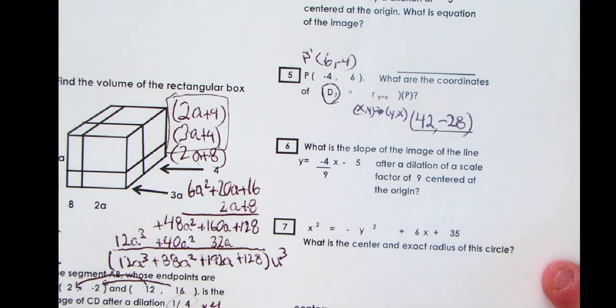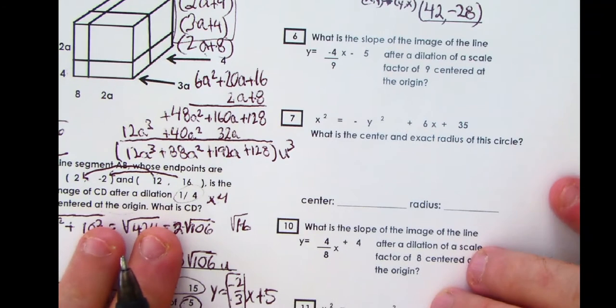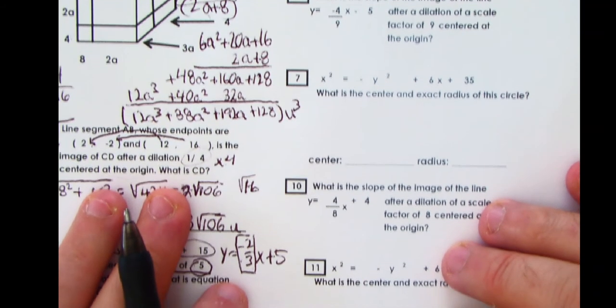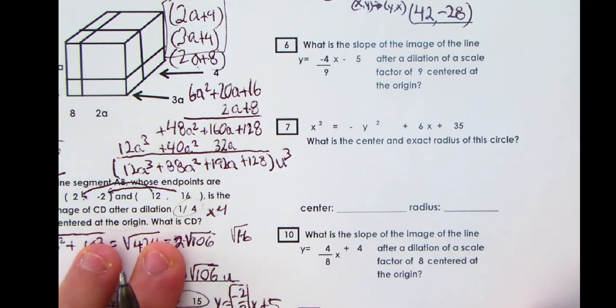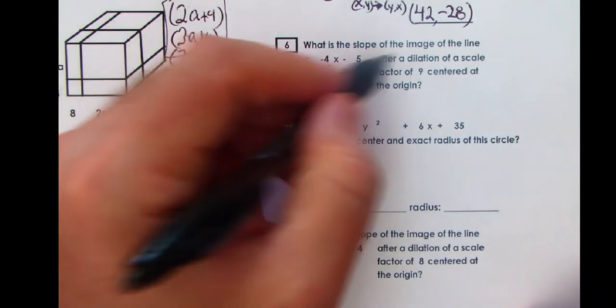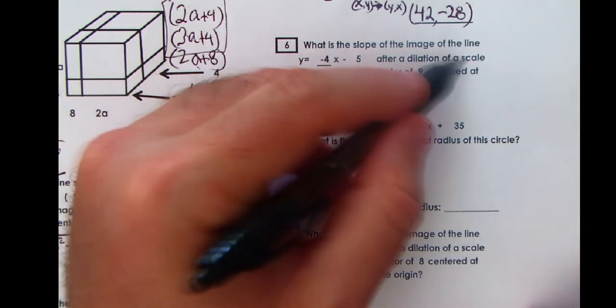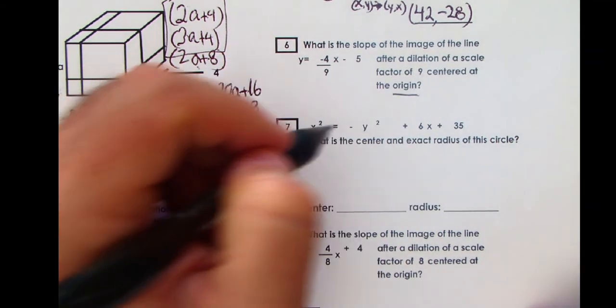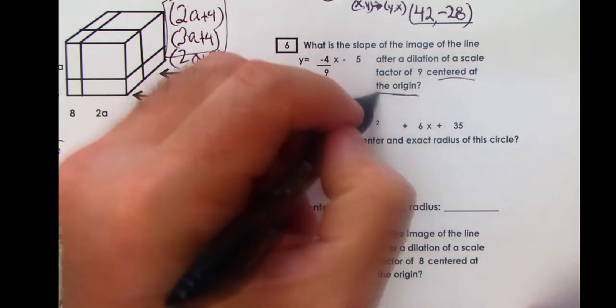Okay? All right. Two more, and we're done. Okay? So, number 6 here. What is the slope of the image of the line after dilation of a scale factor of 9 centered at the origin? Again, key is it's centered at the origin.